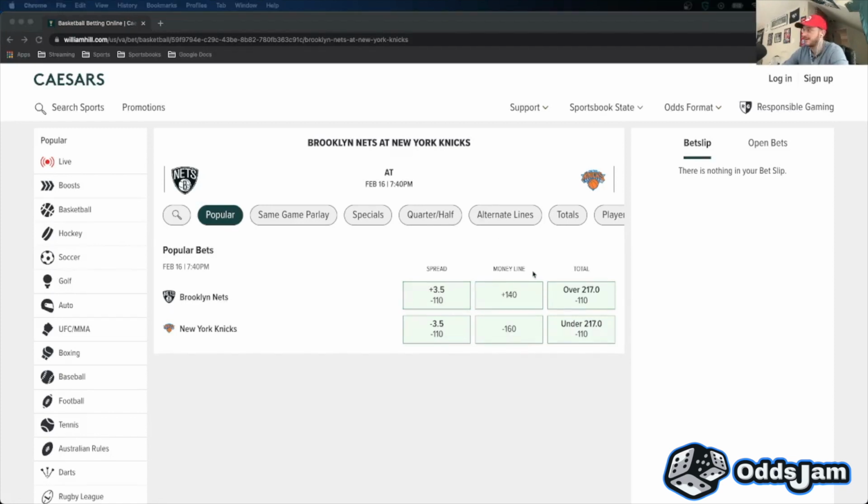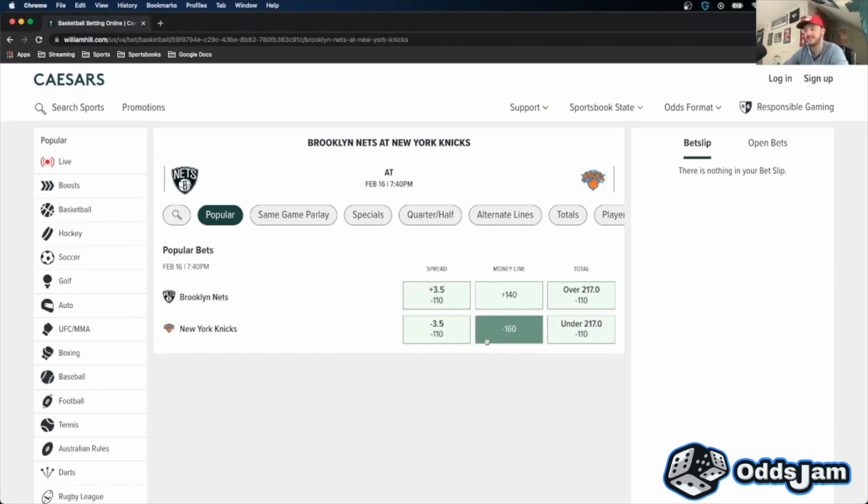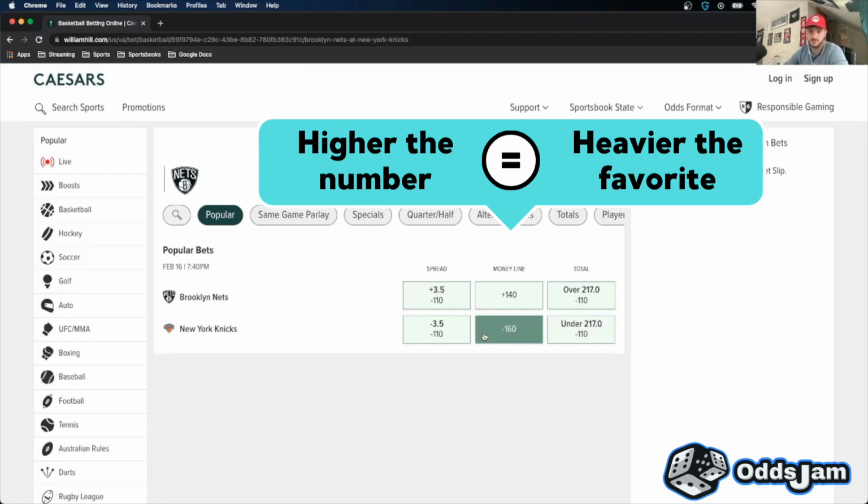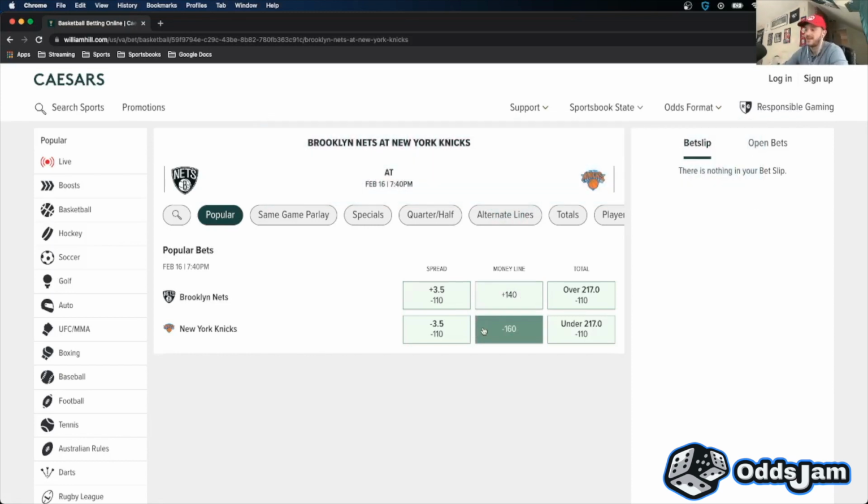So as we've identified how to look at a favorite and an underdog based on the plus and the minus, the next thing that's important to understand is that the higher the number, the heavier the favorite or underdog is. In this case, the Knicks are minus 160. If a team was minus 200, that team would be a heavier favorite. An easy way to understand how the odds work in terms of money and how much you're going to make per bet is to view things in terms of a $100 bet.